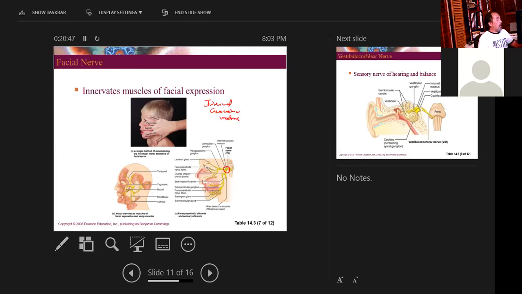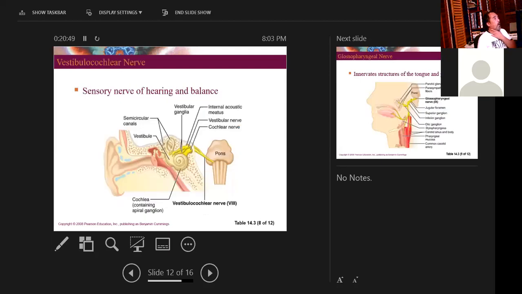Okay? Now, going to 8, the vestibulocochlear nerve. It's not the auditory nerve, because vestibulocochlear means equilibrium and hearing. So that's the function. What hole do they come from? Again, internal acoustic meatus. 7 and 8 are internal acoustic meatus.